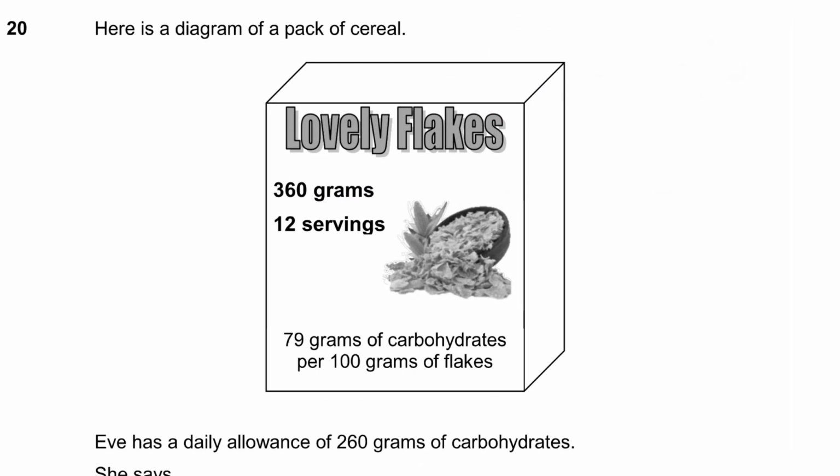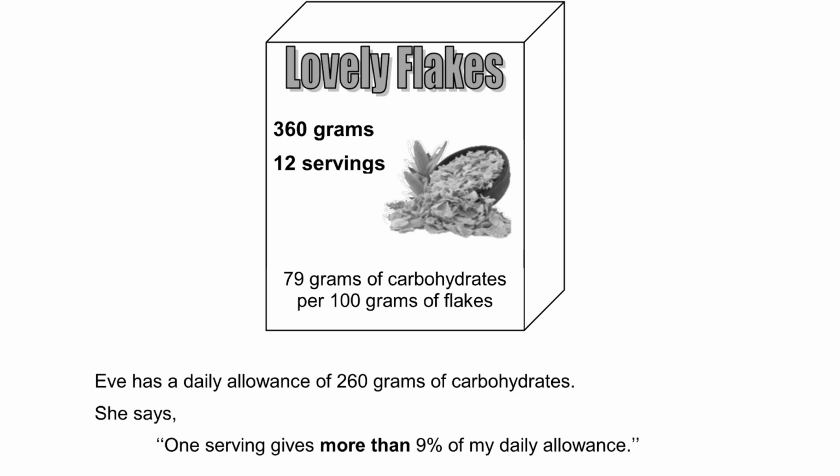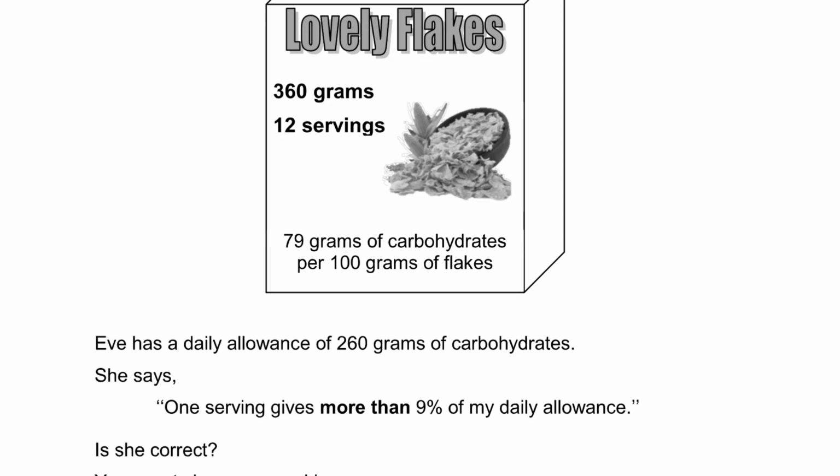Question 20. Here is a diagram of a pack of cereal. Lovely flakes. 360 grams, 12 servings, 79 grams of carbohydrates per 100 grams of flakes. Eve has a daily allowance of 260 grams of carbohydrates. She says, one serving gives me more than 9% of my daily allowance. Is she correct? We must show our working.